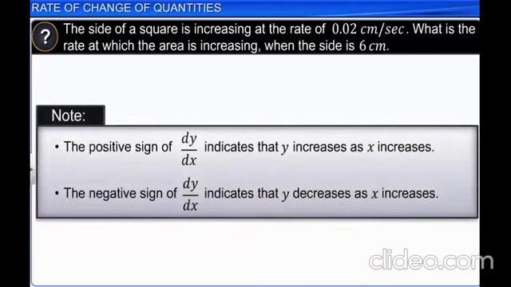The positive sign of dy upon dx indicates that y increases as x increases. The negative sign of dy upon dx indicates that y decreases as x increases.